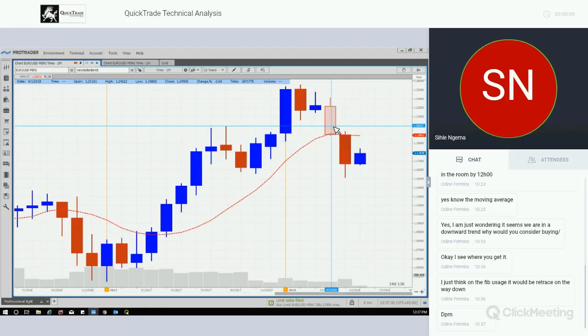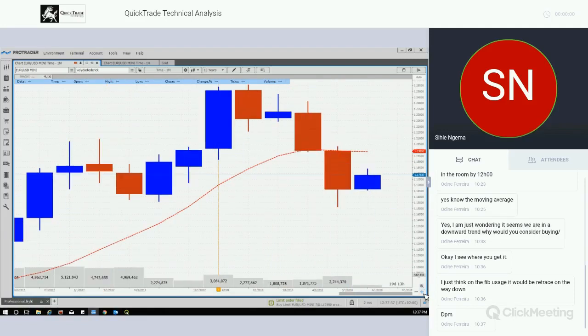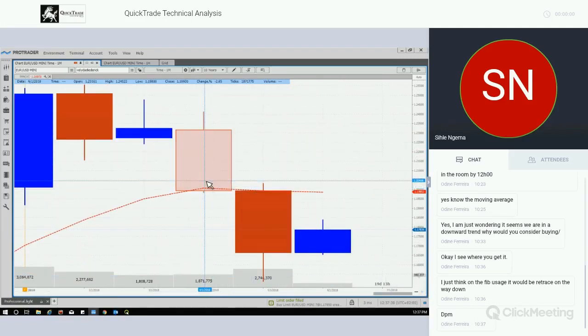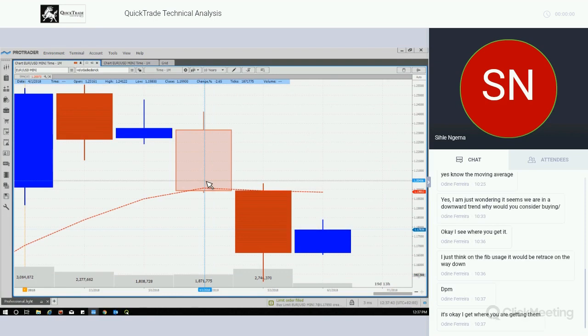This is not very clear, so let me try and make it bigger. You see what happened here, Odin? We closed below the moving average. We closed at 1.199, and our moving average, if you check at your top left corner, is 1.2. So we closed below the moving average.